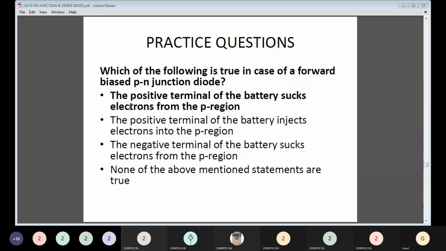In the P region of the PN junction diode, holes are the majority carriers, and in the N-type region, electrons are the majority carriers. Under forward biased condition of the PN junction diode, the positive terminal of the battery is connected to the P side of the diode. So it gains electrons from the P region, that is, it sucks the electrons from the P region. So option A is the right answer. Positive terminal of the battery will suck electrons from the P region.